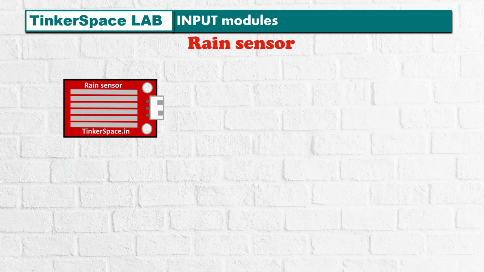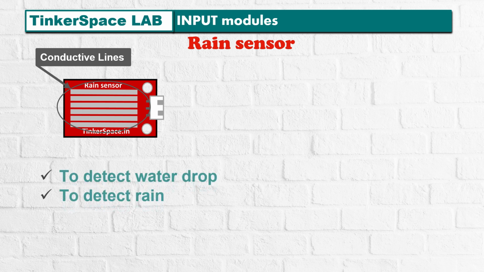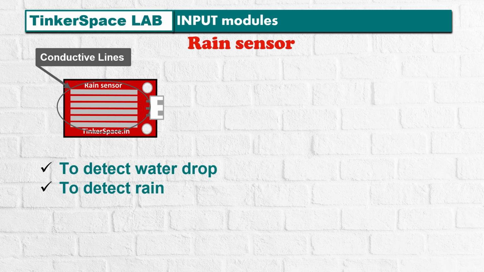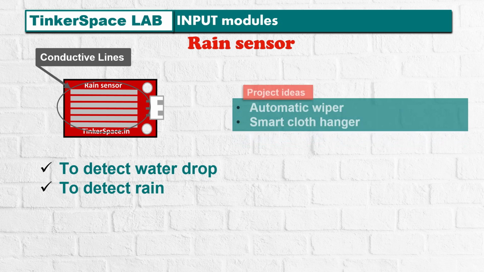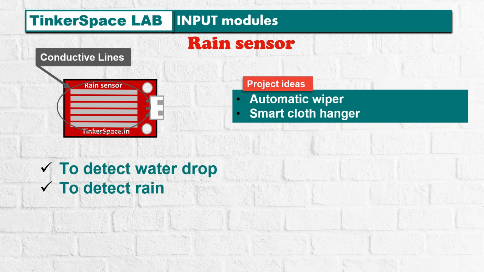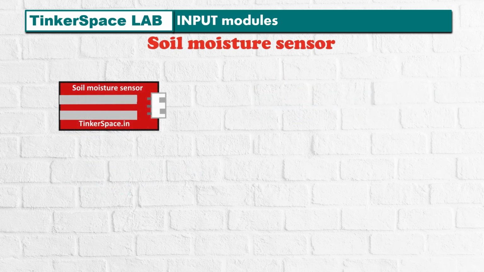This sensor detects water drops or rainfall, much like how we feel raindrops on our skin. It uses conductive lines on the sensor board. When water touches these lines, it completes a circuit and the sensor detects rain. Example project ideas are automatic wipers for vehicles that start as soon as it rains, smart cloth hangers that bring clothes indoors when rain is detected.